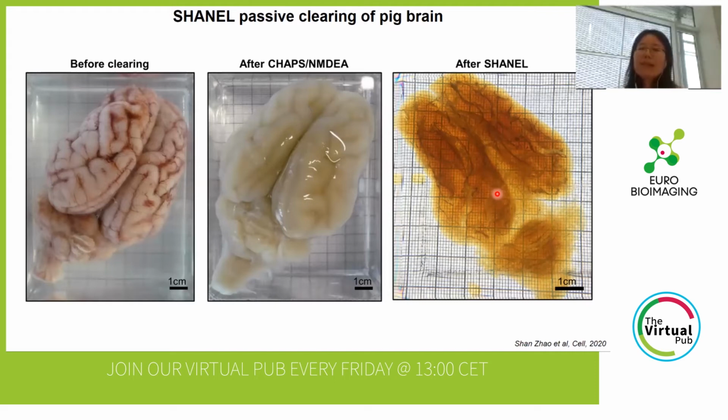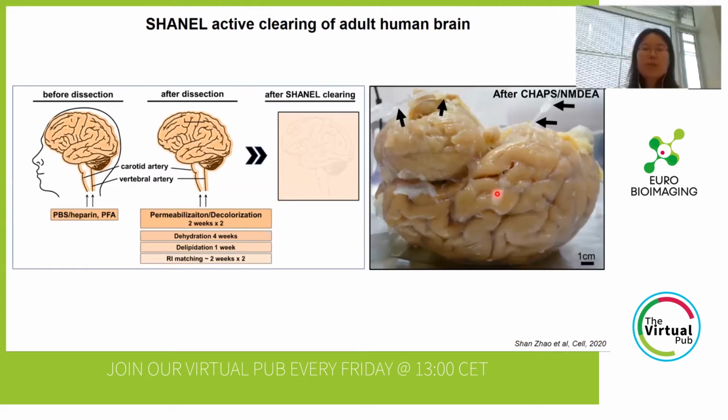So with this very good result, it encouraged us to go to real human organs. First, we tested the biggest human organ, the adult human brain. Here, to speed up the whole process, we want to take advantage of the vasculature system of our human organs. We want to use a pump system to perfuse all of the regions through the carotid artery and the vertebral artery of the organs. And with this perfusion system, the whole process could be sped up.